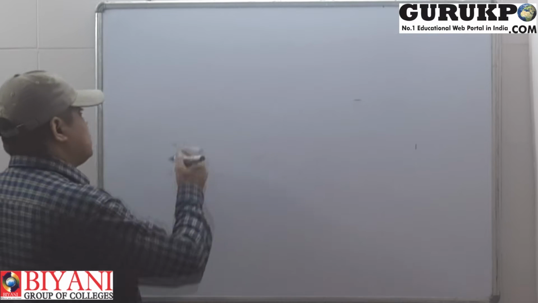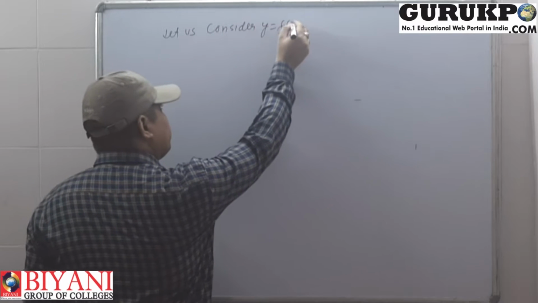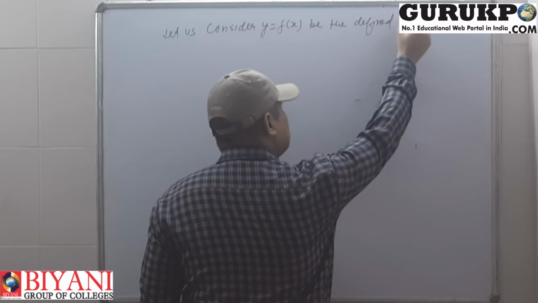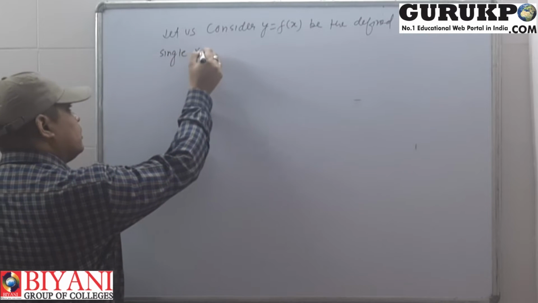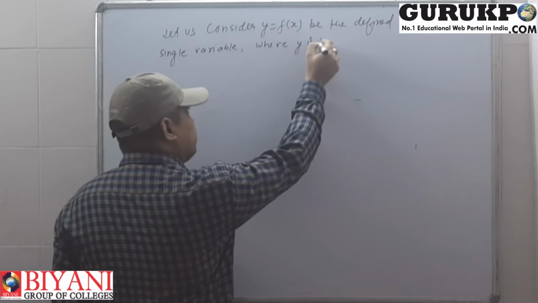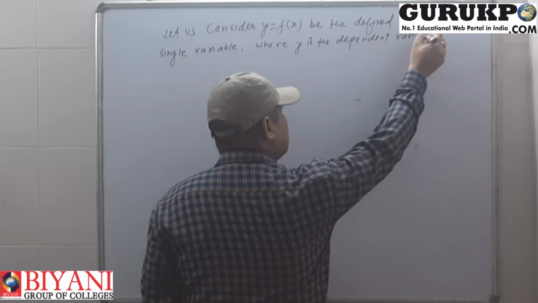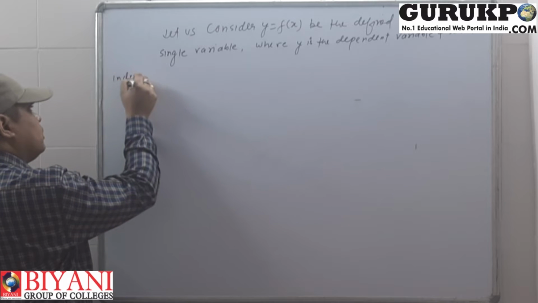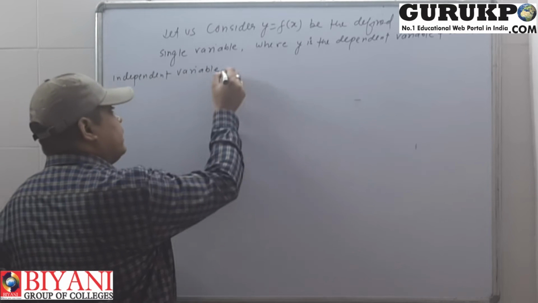So first of all, let us consider y is equal to f of x, be a defined function in a single variable, where y is the dependent variable and x is the independent variable.